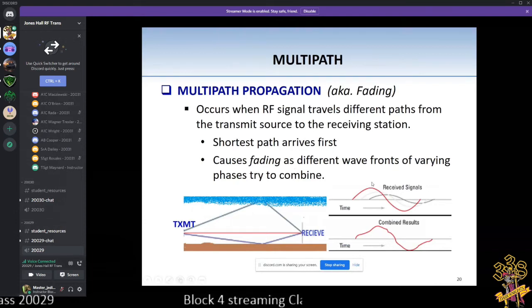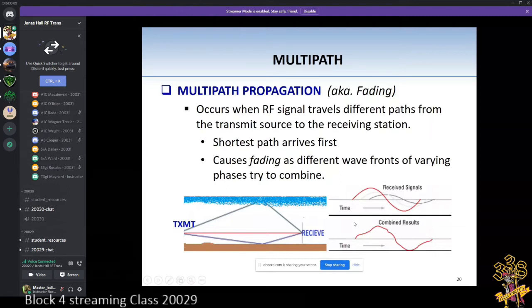Well, when they come together, you have this at the receiving antenna. The same frequency, but you can see the phases are different, the amplitudes are a little different. And when you combine those together, you end up with something that looks like this.